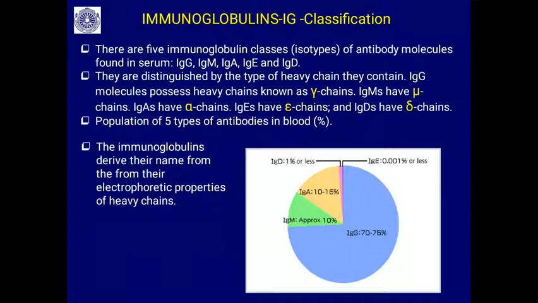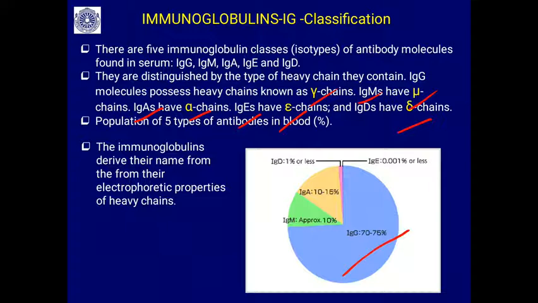IgA has the alpha chain, IgE has epsilon, IgD has delta chain. So D stands for delta, E stands for epsilon, A stands for alpha, and in IgG, G stands for gamma. M stands for mu. All these 5 types of antibodies are present in the blood in this proportion.